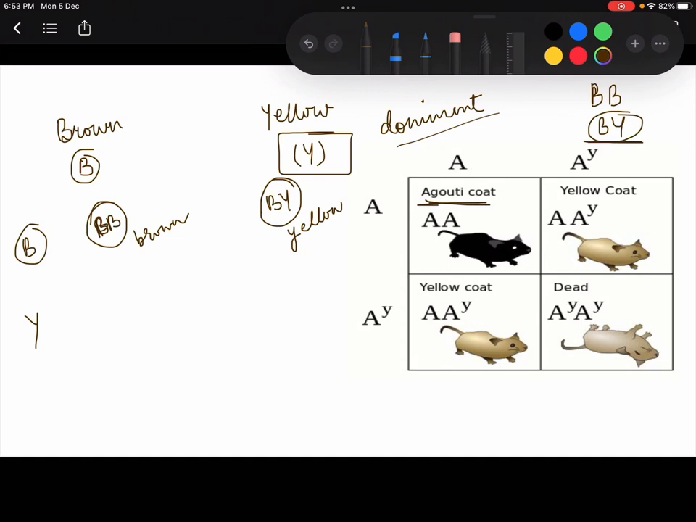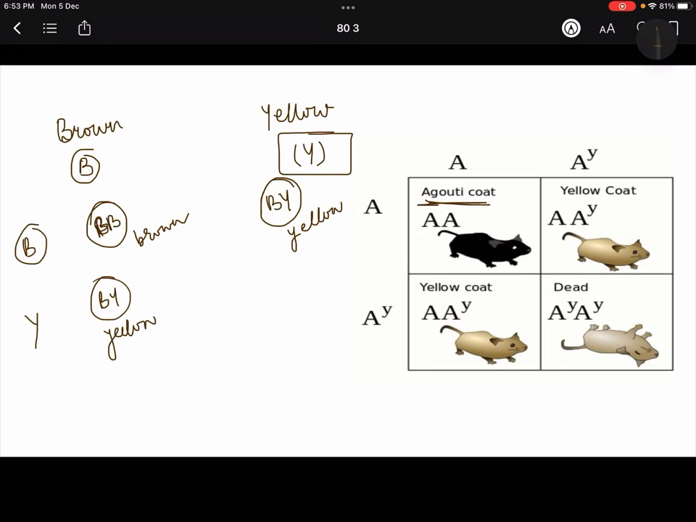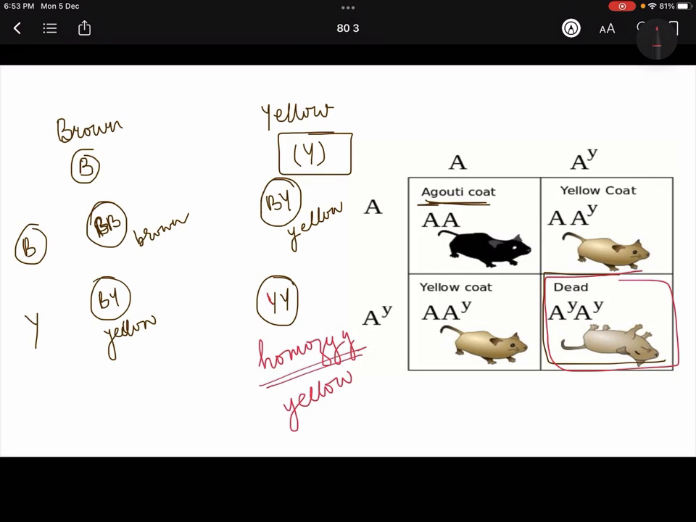Now next comes again BY. In BY, yellow is going to exhibit itself. Though the genotype was BY, yellow dominated. And the next one is YY. This should be pure yellow, but in pure yellow the case was seen that every time the mouse attained pure homozygous yellow color, it died. That means there was a certain problem. When it came in YY condition, that is pure yellow, it was a lethal gene, that was becoming a lethal gene.